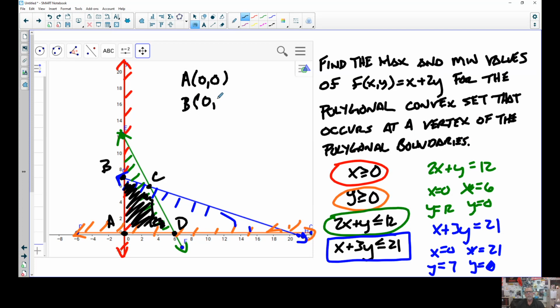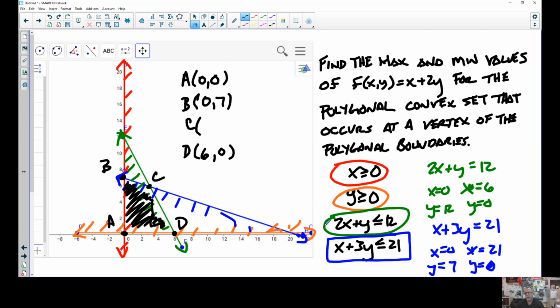All right, there we go. C is not immediately obvious. Looks like it might be 3, 5, or somewhere in there, but let's leave that for a moment. Let's get the ones we already solved for. And 6, 0 is D. So we have all those. Now, how do we find C?